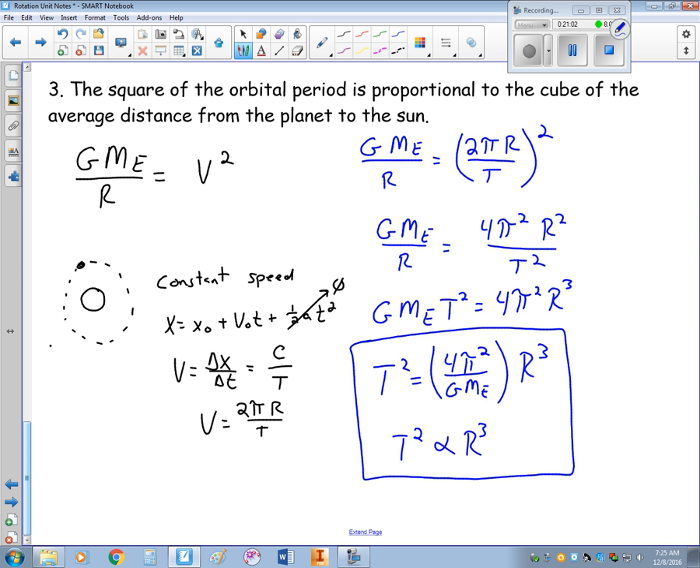Now I put mass of the Earth, but I could have mass of the Sun. I could have mass of Jupiter. You know, it's whatever is getting orbited around. All right, that's going to conclude our notes on the rotation unit.